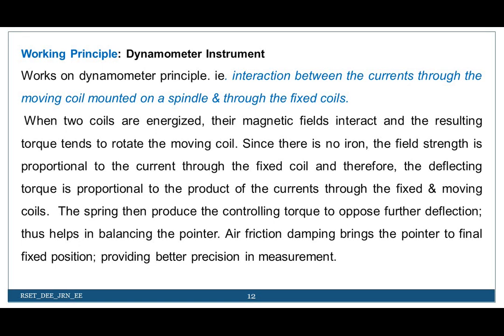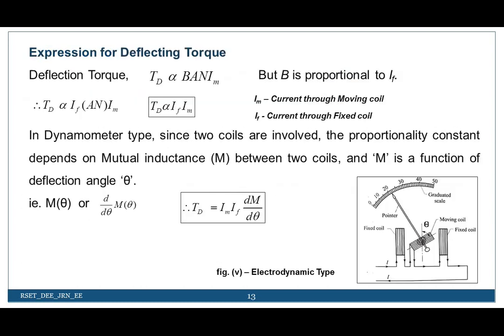The spring then produces the controlling torque to oppose further deflection. The controlling torque should act in opposition to the deflecting torque and they should have equal magnitude, thus making the pointer settle to a final steady state position. And air friction damping brings the pointer to its final fixed position, providing better precision while taking measurements. Now we'll see the expression for deflecting torque.